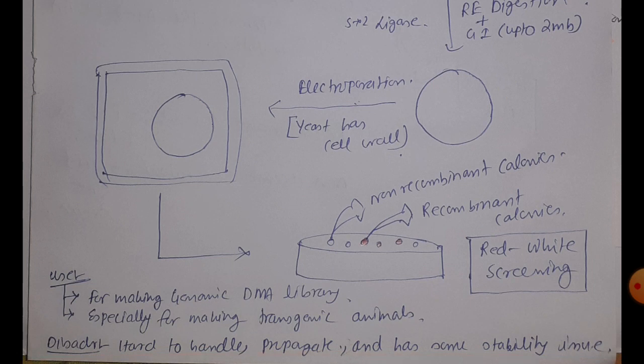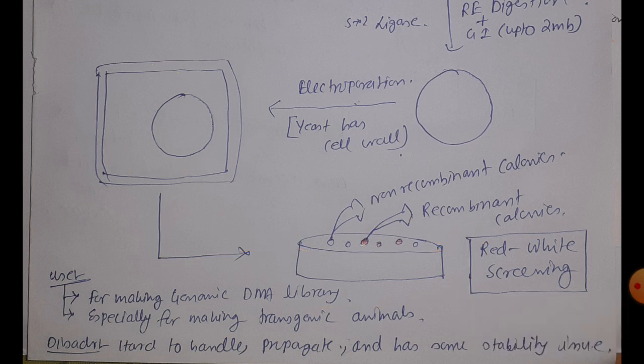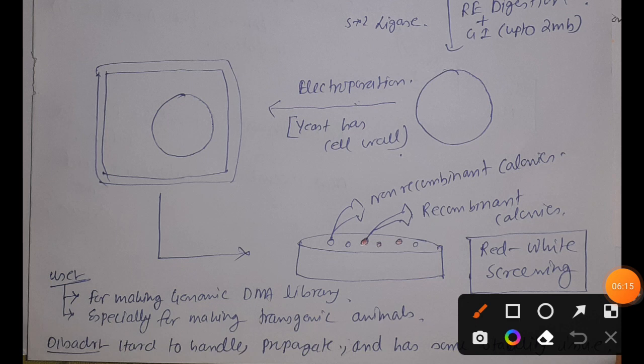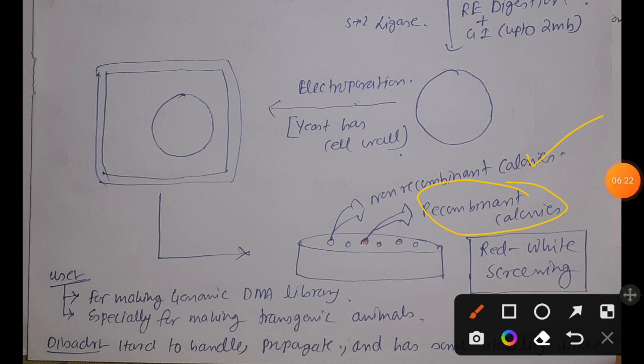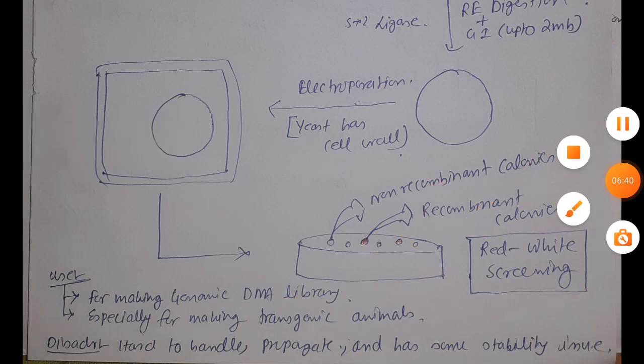Once it is inside the yeast, we can plate the culture in the presence of an appropriate medium, and we will get two types of colonies. One will be red in color and another will be white in color. The red colonies will be recombinant colonies and the white colonies will be non-recombinant colonies. This type of screening procedure is known as red white screening, and that is our topic of discussion today: how the recombinant colonies give us red color and the non-recombinant colonies give us white color. Before that, let's learn about the uses of YAC.